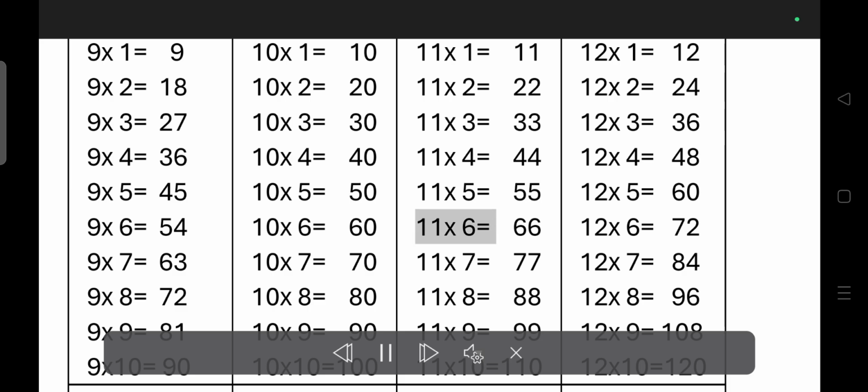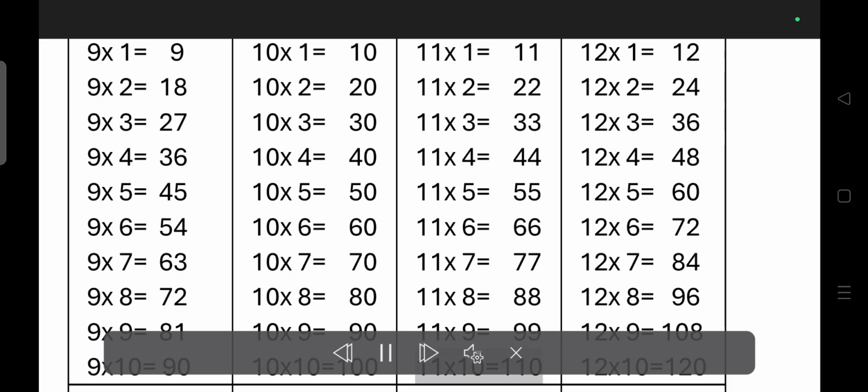11 times 6 is equal to 66. 11 times 7 is equal to 77. 11 times 8 is equal to 88. 11 times 9 is equal to 99.